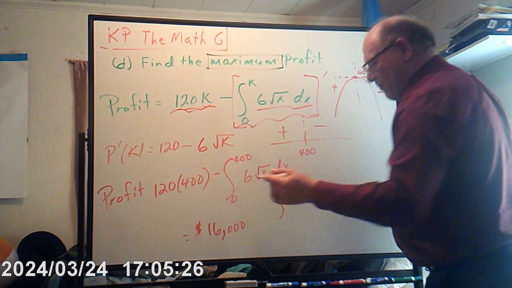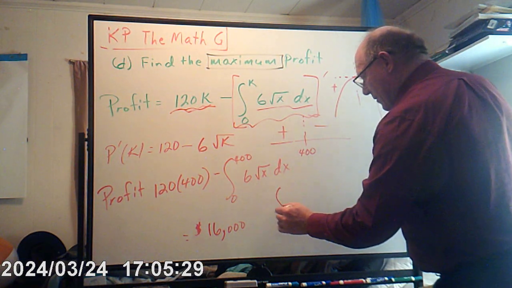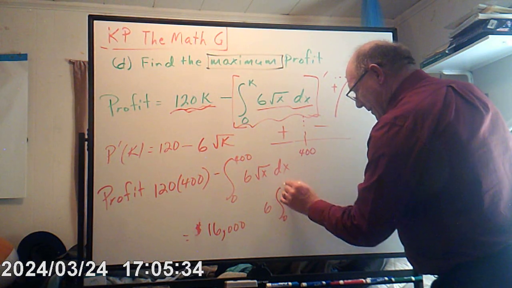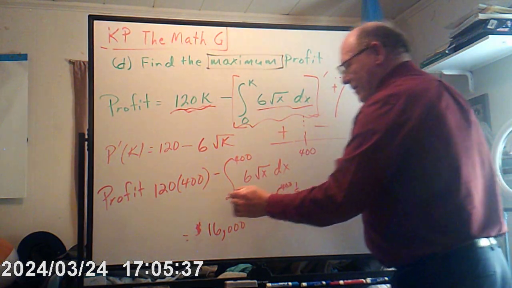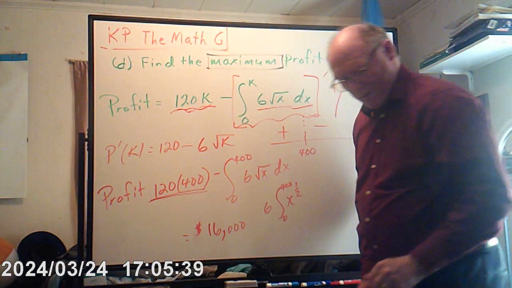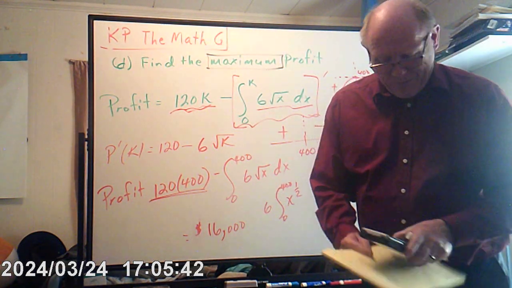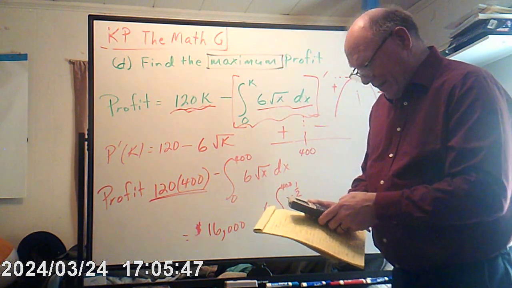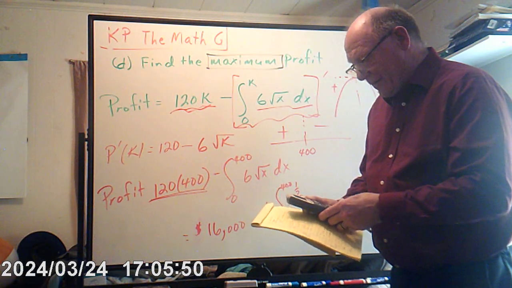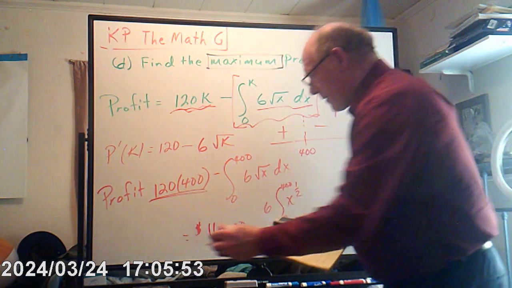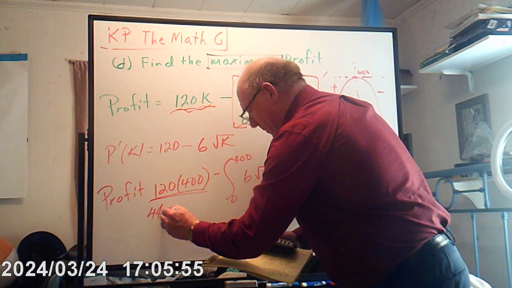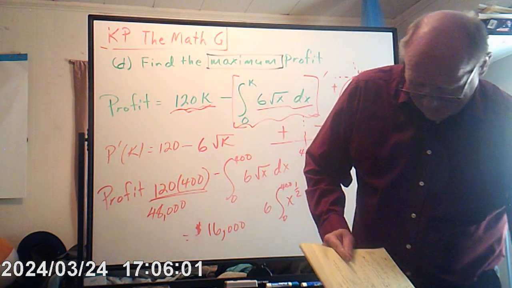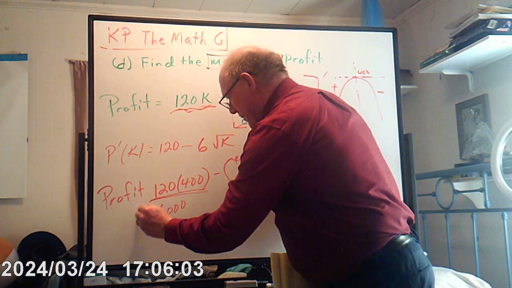Okay, I could quickly integrate this if I wanted to. You can, if you want to do it by hand. So I can put the 6 on the outside. This is x to the 1/2. I'm just doing this on the side. We can figure this out pretty quickly. Go ahead and figure that out. That is 120 times 400. This amount is 48,000, and that's in dollars, of course.